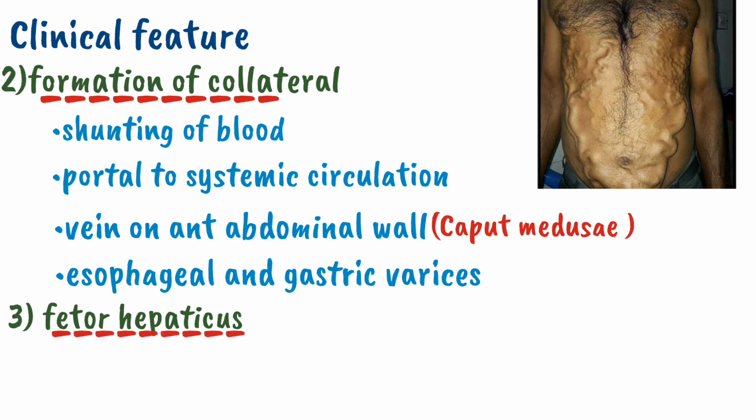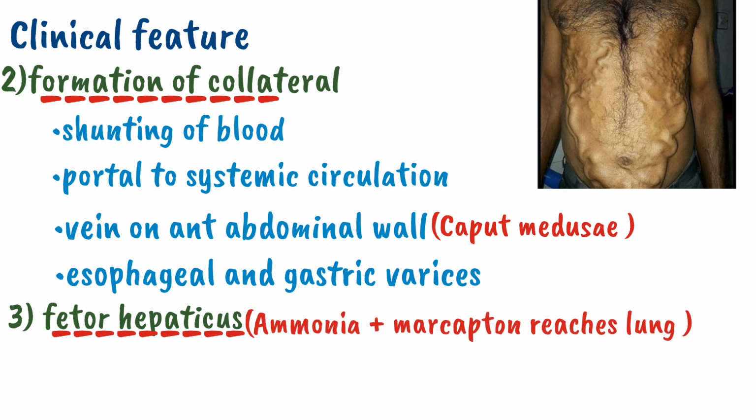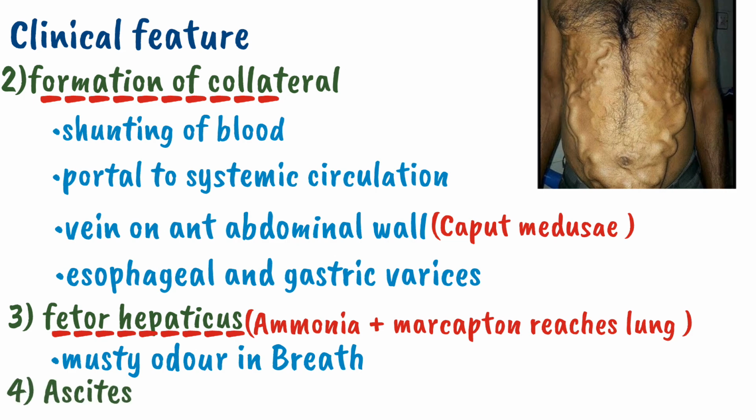Fetor hepaticus is a consequence of collateral vessel formation, because as a result of collateral formation there is a shunting of blood from the portal system to the systemic system. As a result of this shunt, ammonia plus mercaptans pass from the portal to the systemic system, and the patient will have fetor hepaticus, meaning a musty odor in the breath. Apart from that, we can also have ascites in portal hypertension, but ascites is more common in post-hepatic causes, such as hepatic outflow obstruction, or cirrhosis of the liver. It was all about the clinical features of portal hypertension.